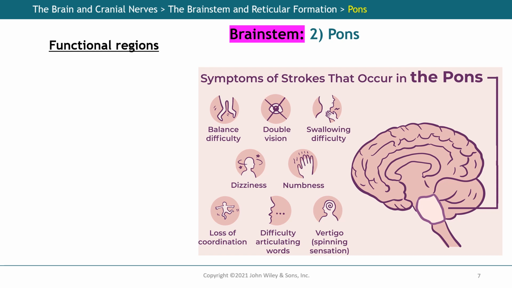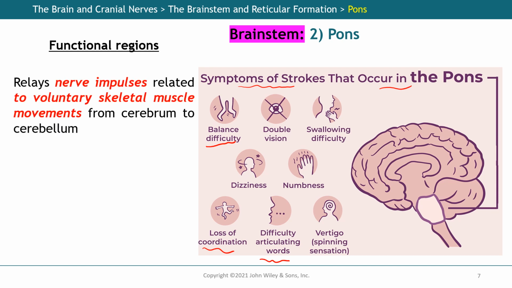So just to summarize, I told you that there are many functions in which the pons is involved. If somebody has a stroke in the pons, they will have problems balancing, loss of coordination, difficulty articulating words, and there are many more. So remember this area. It relays nerve impulses related to voluntary skeletal muscle movements from the cerebrum to the cerebellum. So it's connecting those areas.